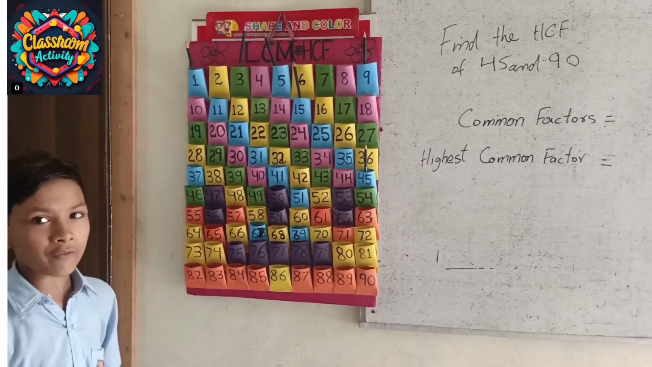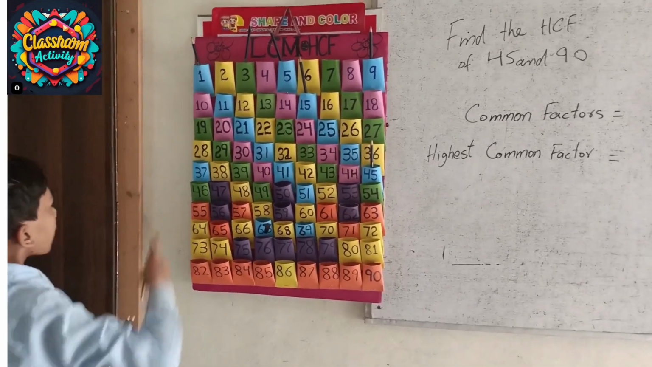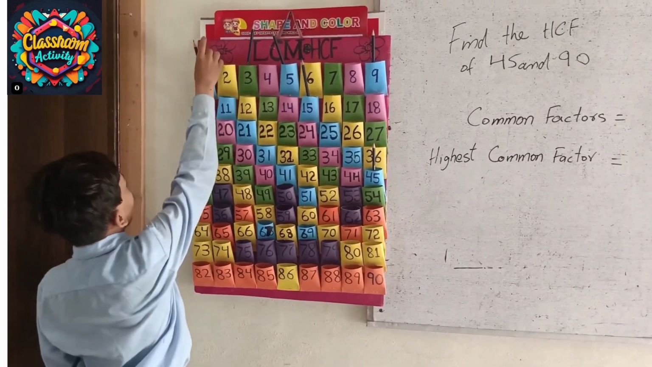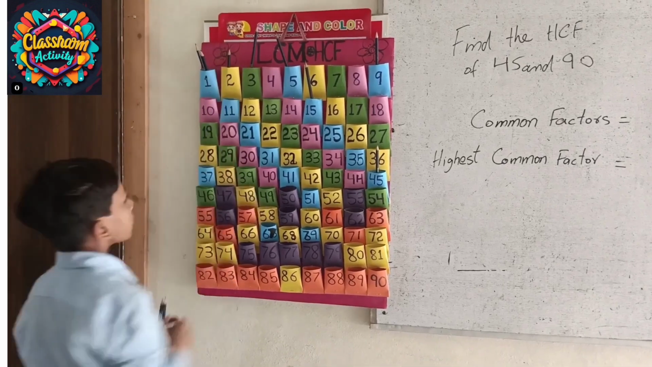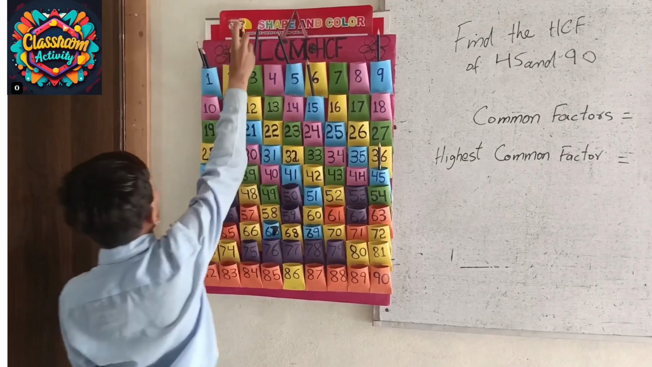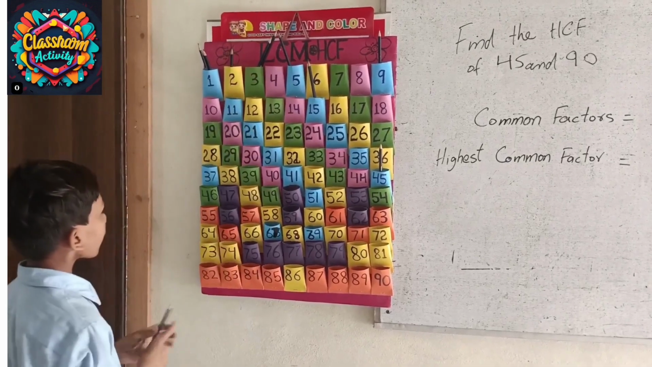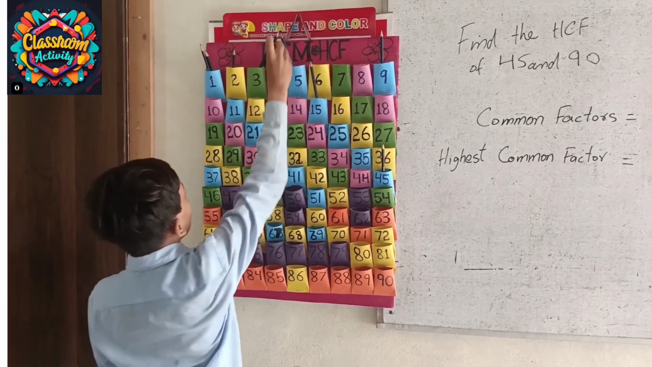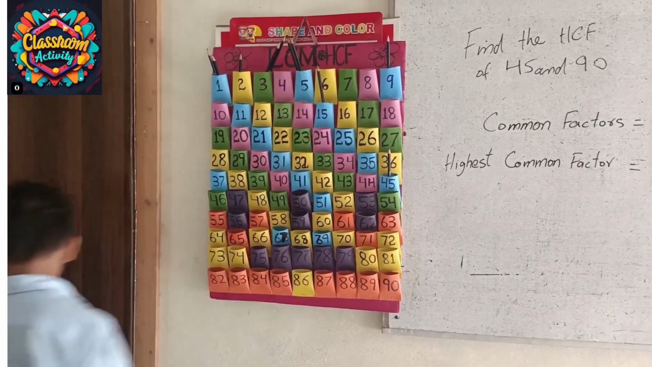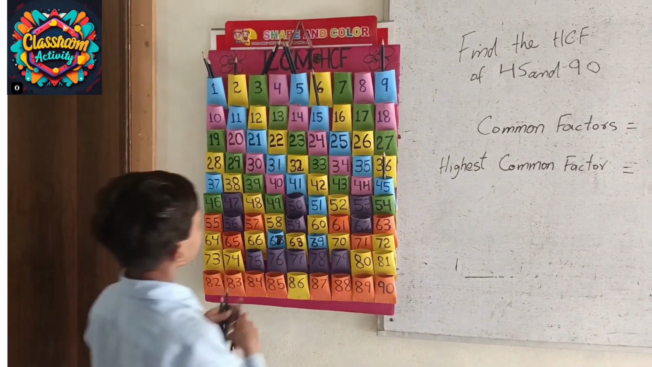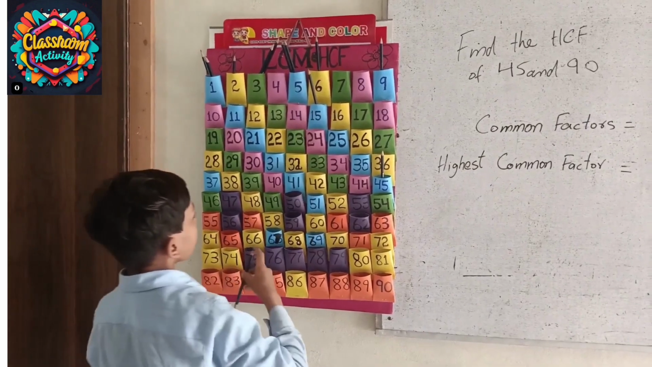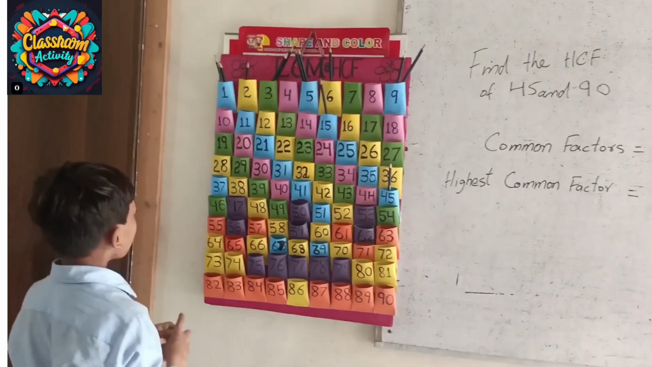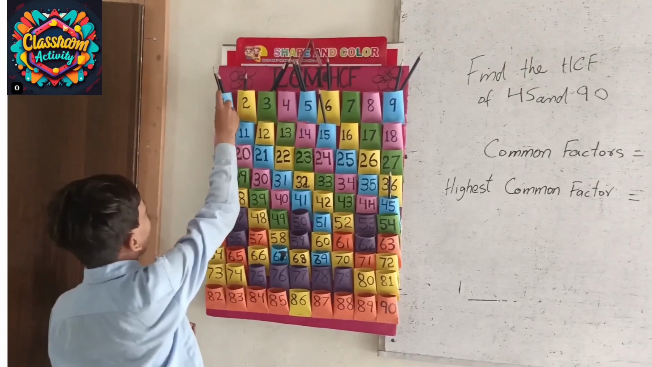Now we will find the factors of 90. 1 is a factor of 90. 2 is a factor of 90. 3 is a factor of 90. 5 is a factor of 90. 6 is a factor of 90. 9 is a factor of 90. 10 is a factor of 90.